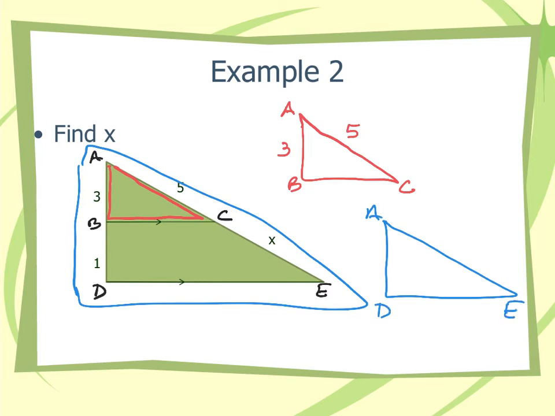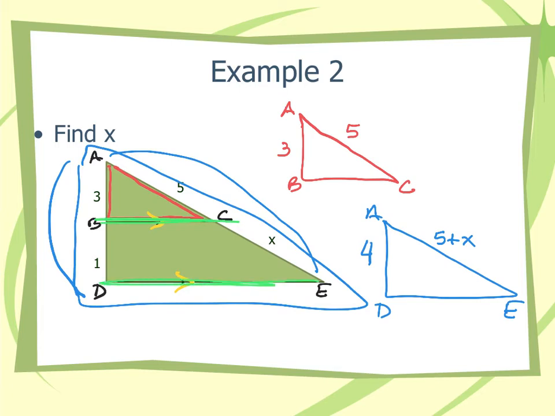Now for this one, to get the length of AD, I'm going to add 3 plus 1, and it's 4. But then to get the side of AE, I'm going to put this as 5 plus X. Now, in order to make sure that they're similar, so I can set up a proportion for their sides, again, I had parallel markings here.